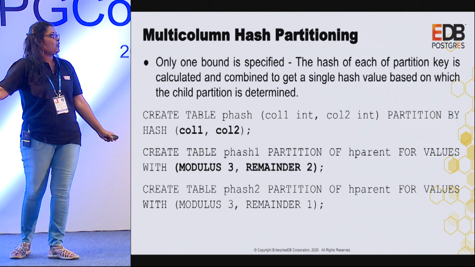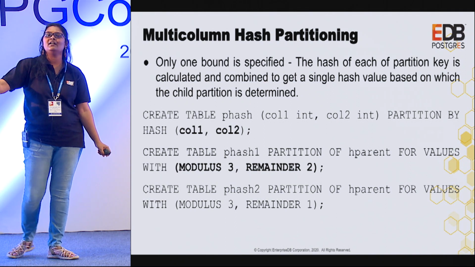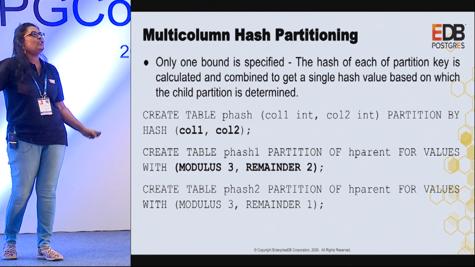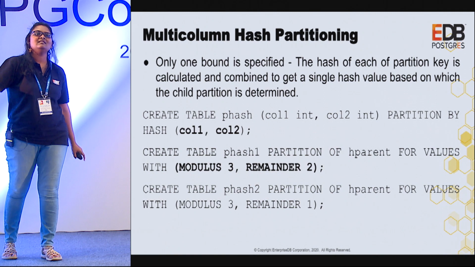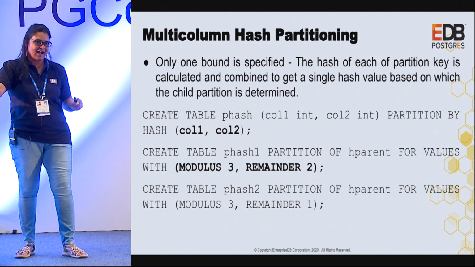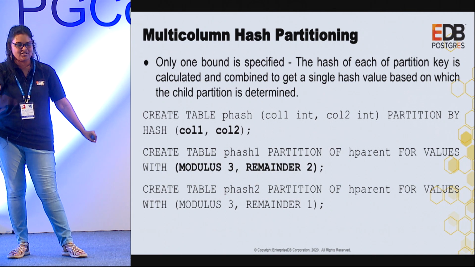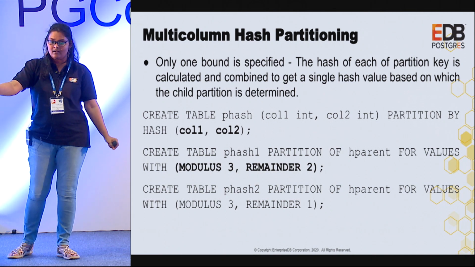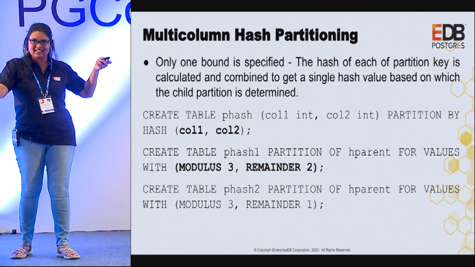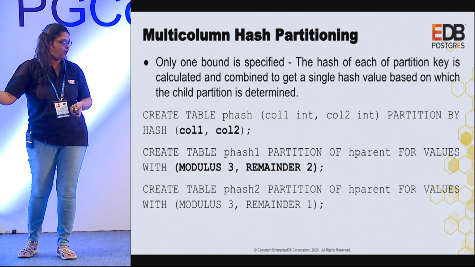The second type of multi-column partitioning is the hash one. In this, you don't need to specify a different bound for each of the partition key columns. You only specify it once. This happens because the hash function is done for each of the columns involved and then combined to create a single hash value, depending on which you are going to determine the partition in which this particular row has to go. So this is an example. This looks quite similar to the previous case where a single column was used because you no longer specify multiple values for multiple columns.